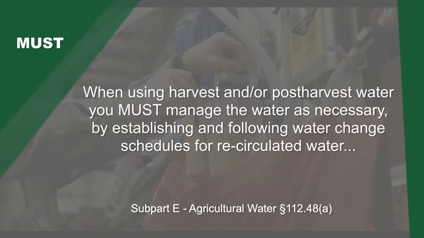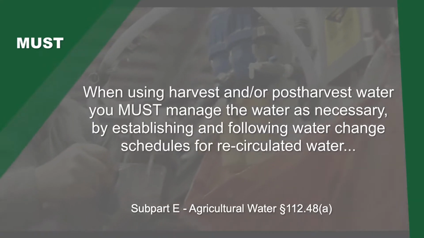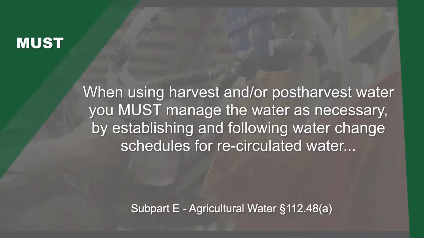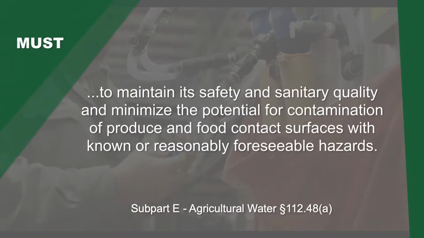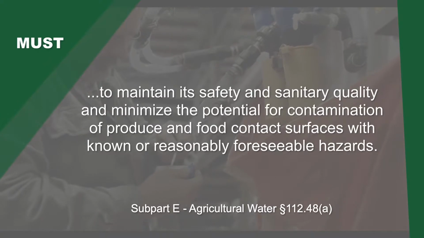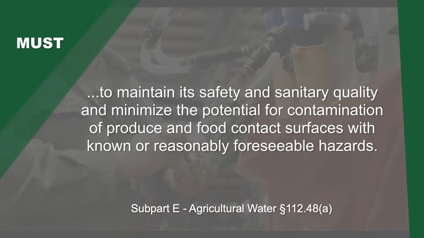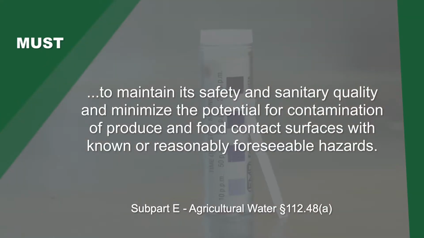When using harvest and/or post-harvest water, you must manage the water as necessary by establishing and following water change schedules for recirculated water to maintain its safety and sanitary quality and minimize the potential for contamination of produce and food contact surfaces with known or reasonably foreseeable hazards.